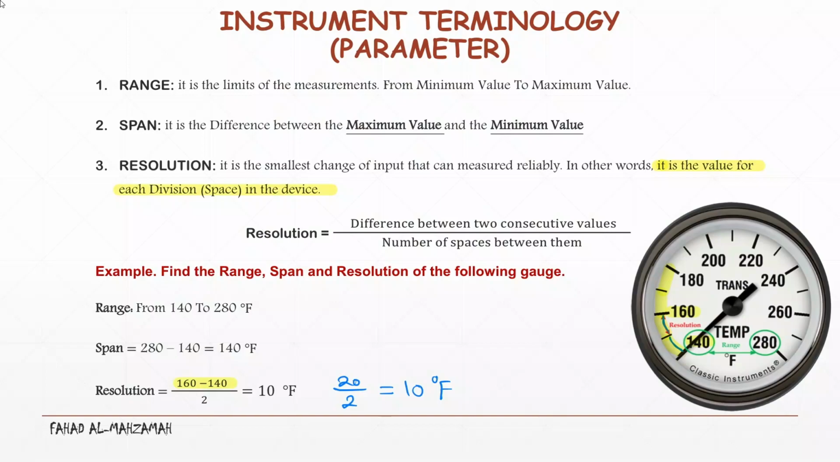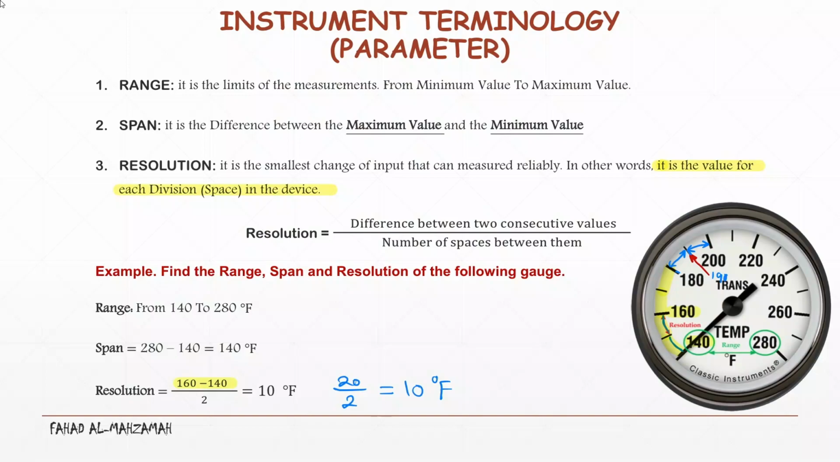So if someone asks you what is the value of this one, if the pointer comes here, there is no number here. But since you know the resolution between 180 and 200 is 10 degrees Fahrenheit, each space has a value of 10. So from 180 to this line, we add 10. So the reading is 190 degrees Fahrenheit.